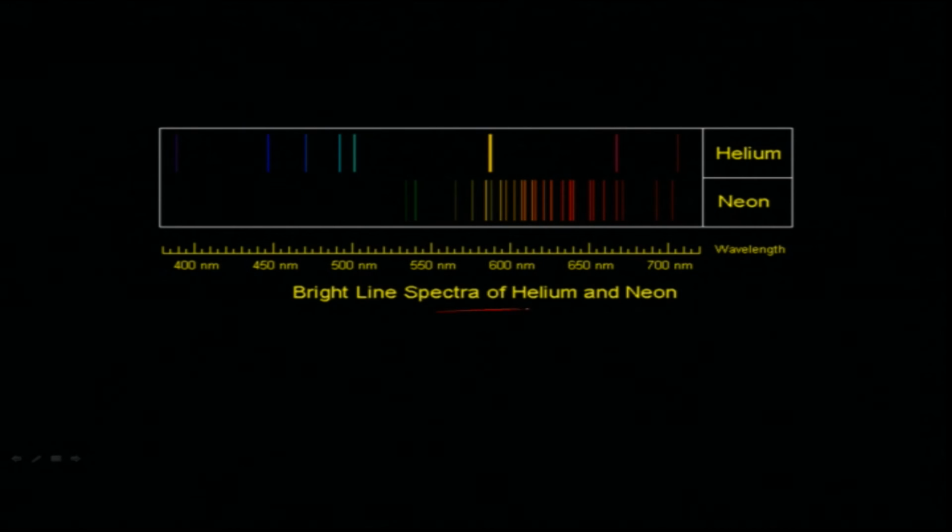The bright line spectra of helium and neon are shown here, which are at various different wavelengths, but lasing generally occurs at 633 nanometers, 632.8 nanometers, as one of the popular wavelengths of the helium neon laser, where the transfer has occurred.